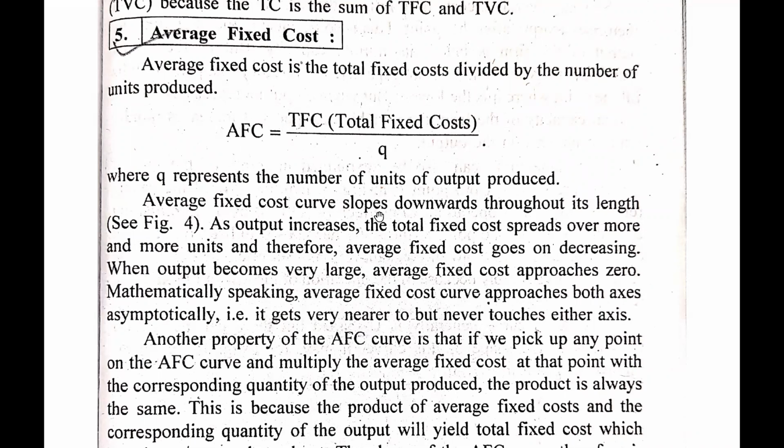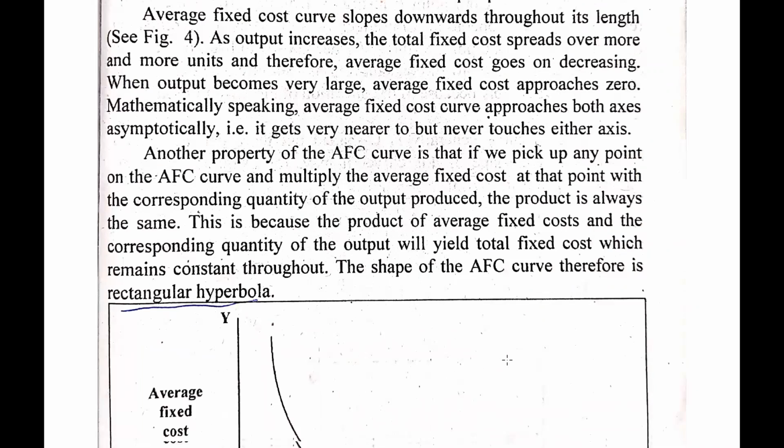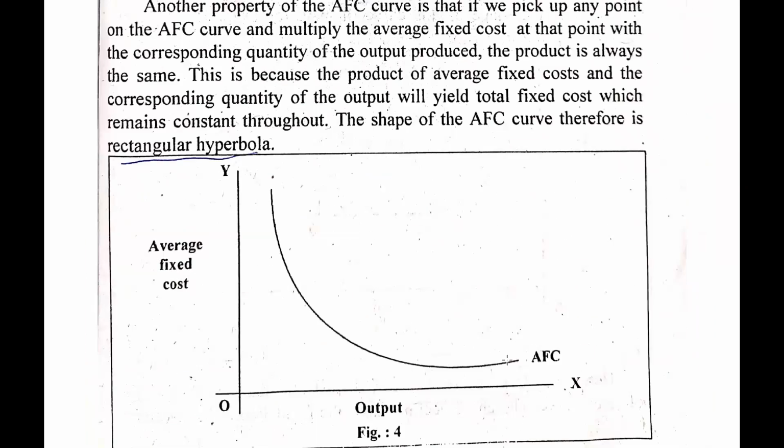Average fixed cost curve slopes downward throughout its length. See figure 4. As output increases, the total fixed cost spreads over more and more units, and therefore average fixed cost goes on decreasing. So guys, you need to remember that average fixed cost slopes downwards throughout its length. So average fixed cost goes downwards as the production is increased, and this can be seen in this diagram, that here the average fixed cost and output. So average fixed cost will be decreased as the production is increased.